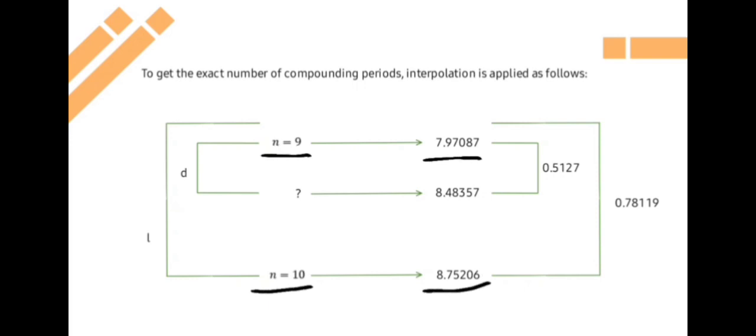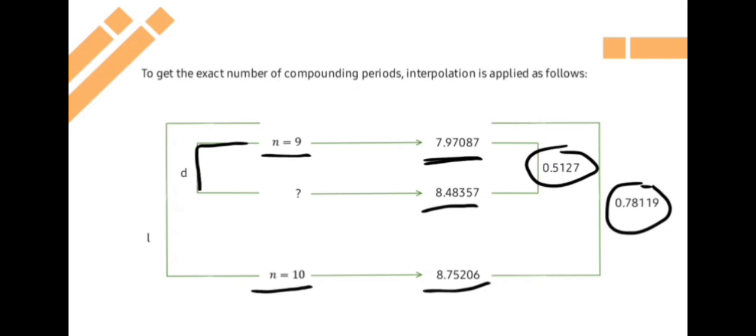7.97087 minus the 8.75206 is equal to 0.7811. So, gaya nito is kukunin din natin yung difference na nakuha natin na value doon sa procedure number 1 and 2 na 8.48357. Ima-minus natin din siya sa 7.97087, which is magre-result siya into 0.5127. So, para makuha natin yung difference naman nito, kailangan natin itong nakuha natin na difference sa kanilang mga values.